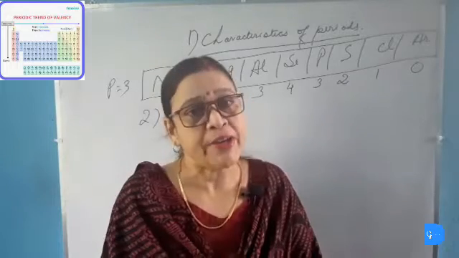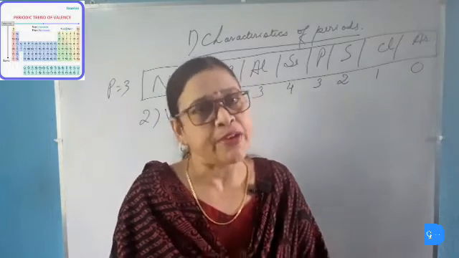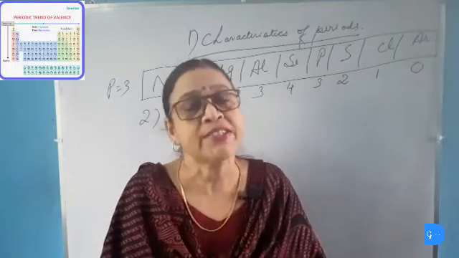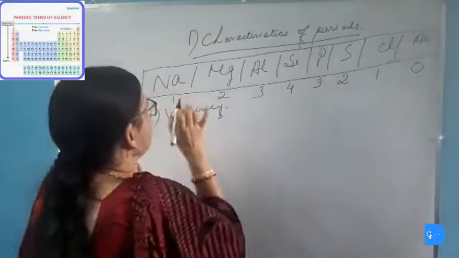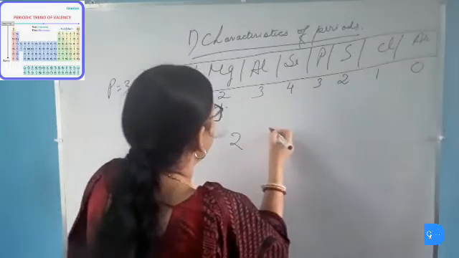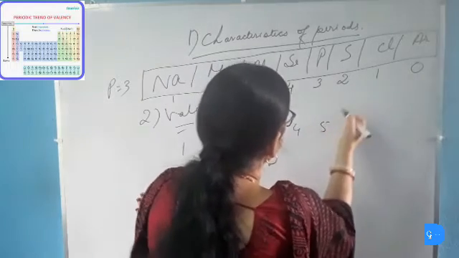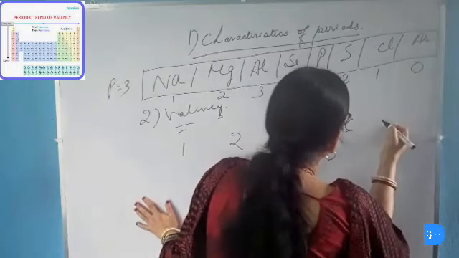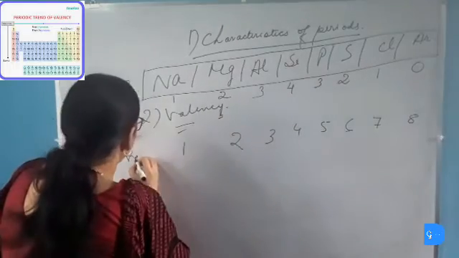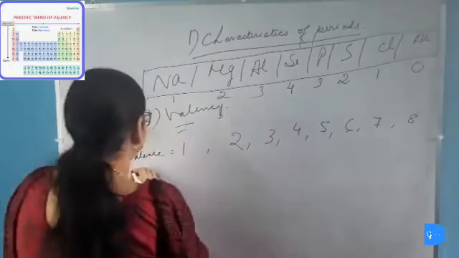The valency of an element can be determined by the valence electrons present in the atom of the element. Again, the tendency of an element to lose or gain electrons determines the valency of that element. So in the third period, the valence electrons of sodium are 1, magnesium has 2, aluminium has 3, silicon has 4, phosphorus has 5, sulfur has 6, chlorine has 7 and argon has 8. These are the valence electrons present in the outermost shell of the element.